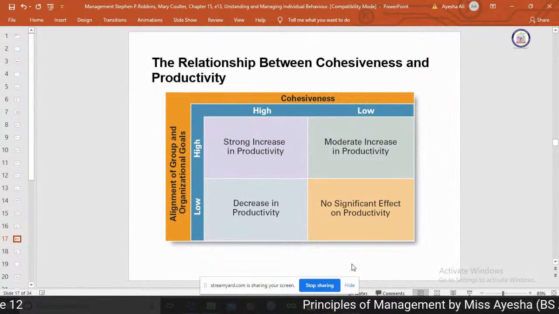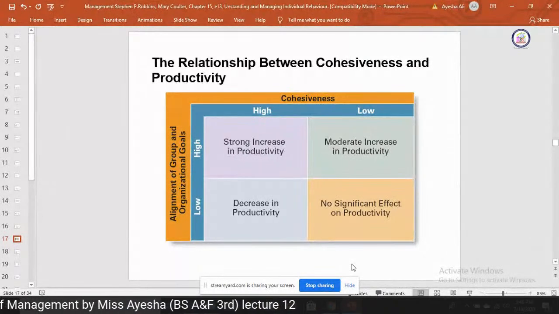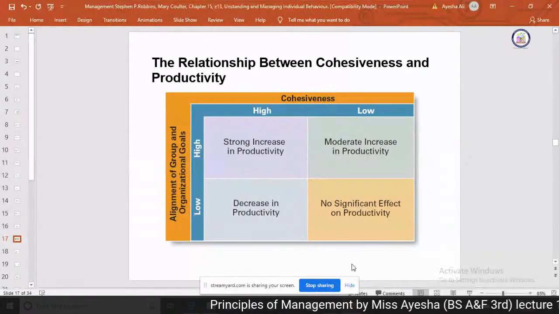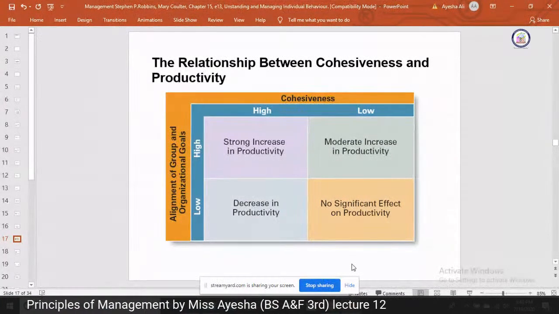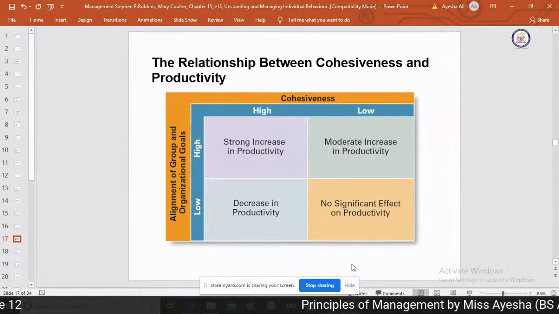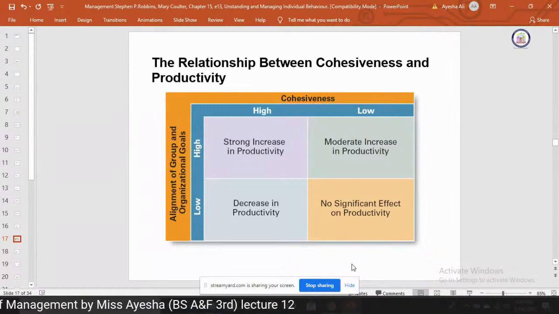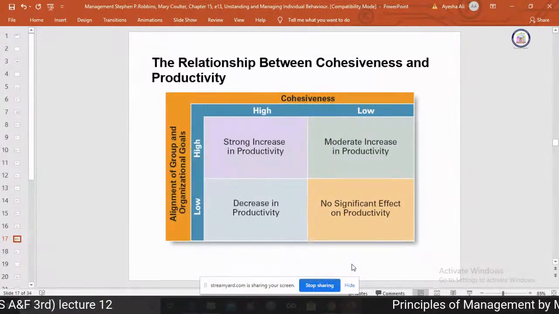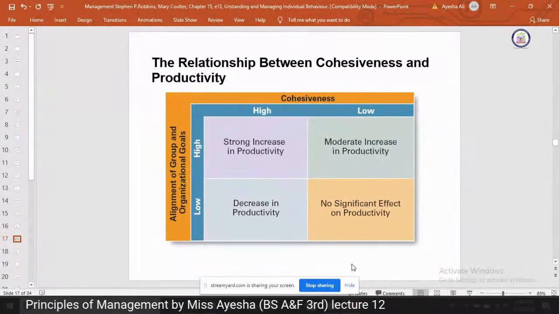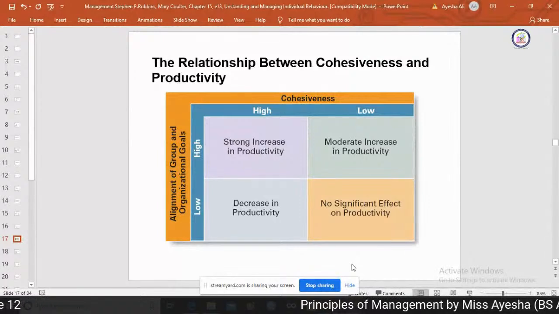When we have low cohesiveness and not good unity and harmony, but high alignment of group and organization goals, we have a moderate increase in productivity. And when we have low cohesiveness and the alignment of group and organization goals is low too, there is no significant effect on productivity. These are the things we discussed in this slide: the relationship of cohesiveness and productivity.